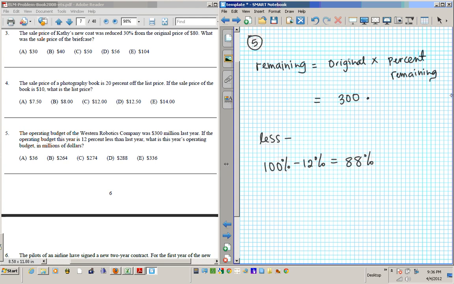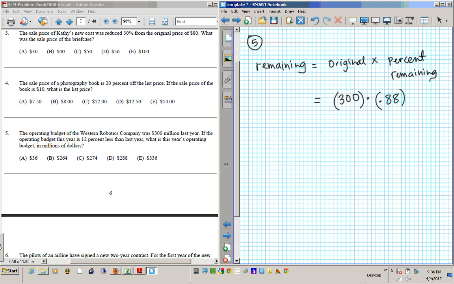Okay, so before I can insert this into an equation, I have to put this in mathematical form. 88% is 0.88. Okay, so I'm going to go 300 times 0.88. Basically multiply these two numbers, and that will give me the amount of money remaining. All right, so let's go ahead and do that multiplication real quick. I'm going to do it vertically, since we're not allowed to use calculators for this.